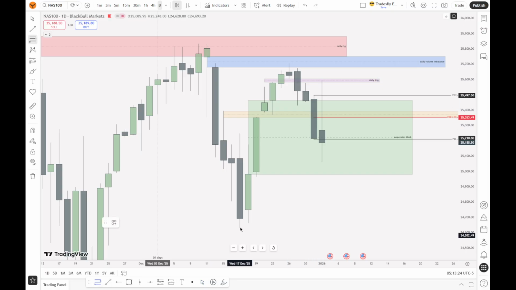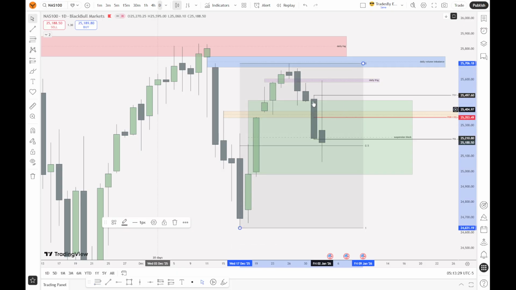Okay, let us have a fib to remove the doubts. So when price started to drop, we have this suspension block. We have this volume imbalance in here, and this volume imbalance in here, and this gap in here. On a weekly, it is a volume imbalance. That is the yellow box. But this is a suspension block. It is a real imbalance. Okay, so when price created this swing high and started to drop, this is our target. This whole green box is our target.